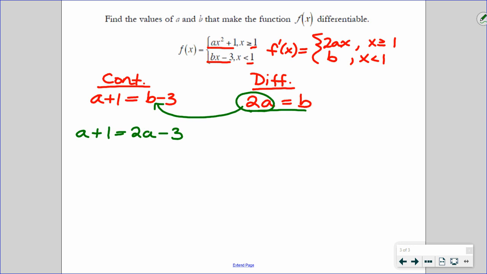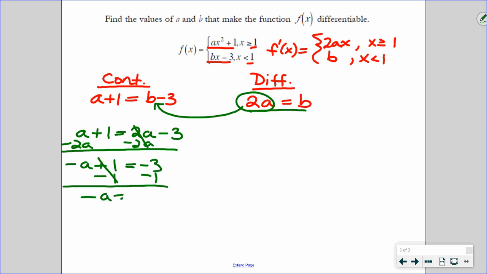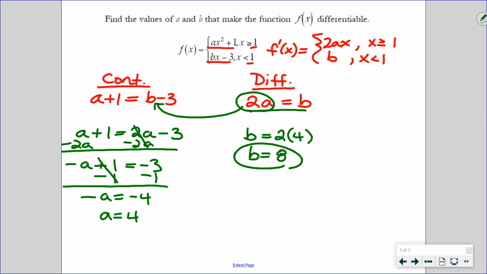Now I can just solve for a pretty easily. So I'm going to subtract 2a on both sides. We'll get negative a plus 1 equals negative 3. And I'm going to subtract 1, negative a equals negative 4. And then we could divide by negative 1 on each side, and we get a equals 4. Okay, now we know b equals 2 times a. So now we know that b is equal to 2 times 4, or 8. And there we have it. These are the values of a and b that make the function differentiable.